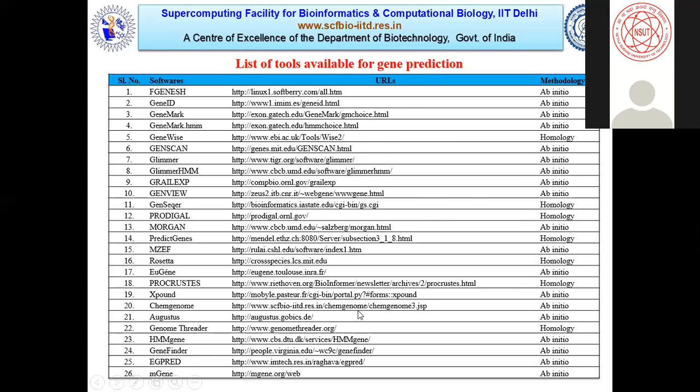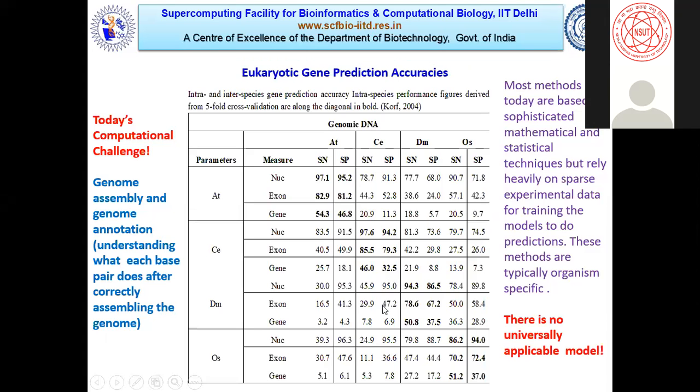Because our gene prediction method is somewhere out here in one of those ab initio methods. What is the problem with most of the software? The software seems to be trained for a particular organism, meaning that from that organism, with limited experimental data, you train your model and then make predictions on the remaining part.